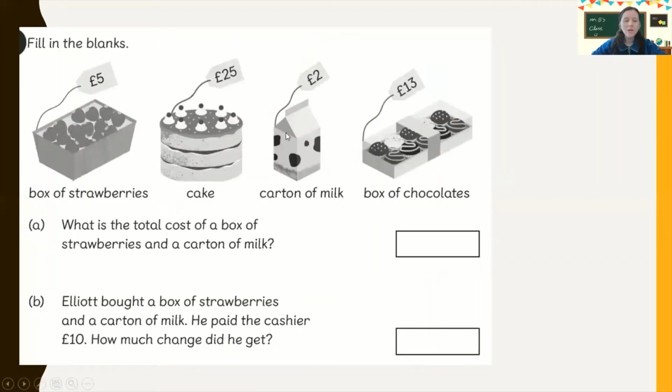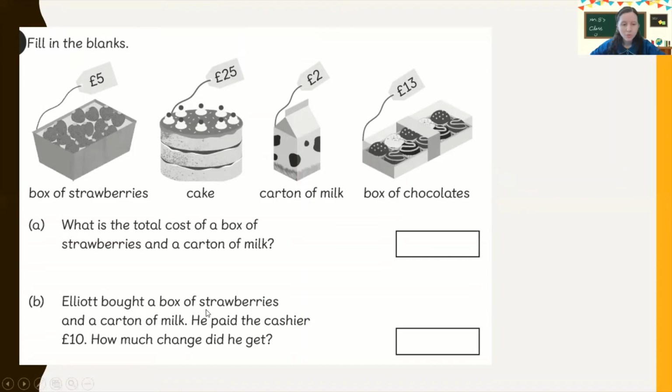Okay, so we have got, oh, looks like a lovely French patisserie today. A box of strawberries, a cake, a carton of milk, and a box of chocolates. So fill in the blanks. What is the total cost of a box of strawberries and a carton of milk? So £5 and £2. Super.